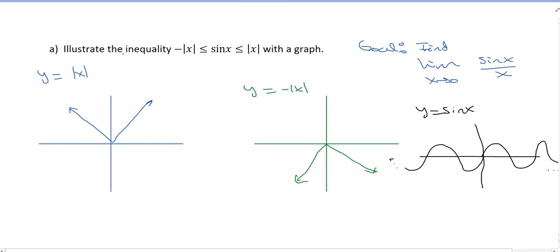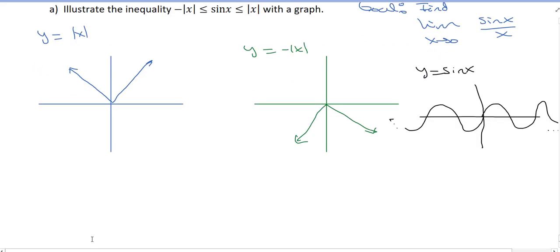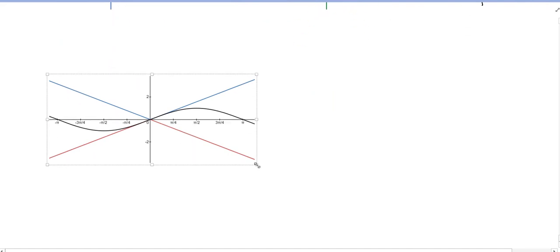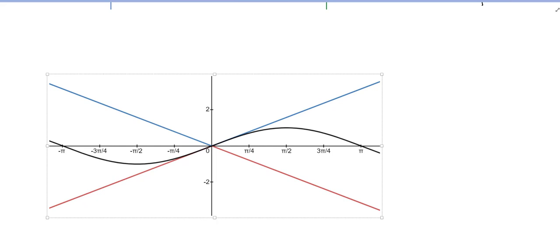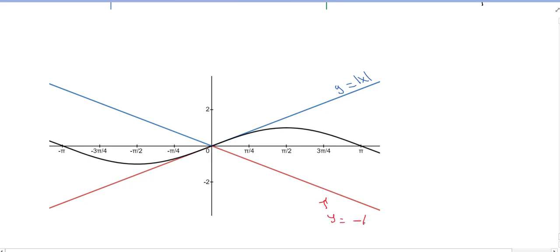So we want to illustrate the inequality with a graph. What this is saying is that sine x can be squeezed between those two graphs. Let's see what that looks like on a more to-scale graph. Here's my graph for that situation. The blue one is y equals the absolute value of x, the red one is y equals the negative absolute value of x, and the black curve is our y equals sine x. So sine x is definitely squeezed in between the absolute value of x and the negative absolute value of x.